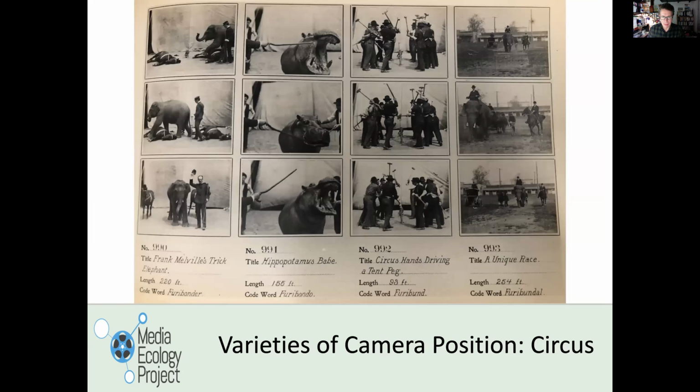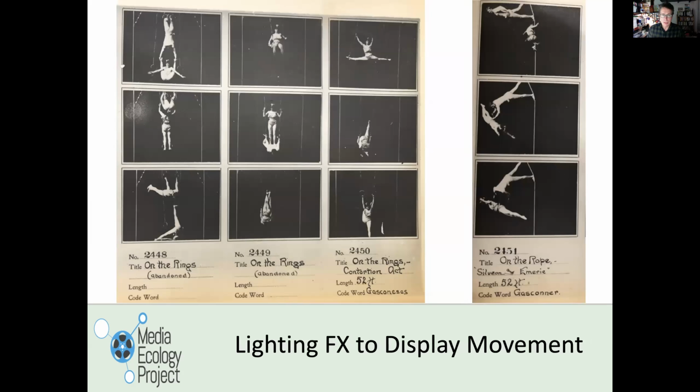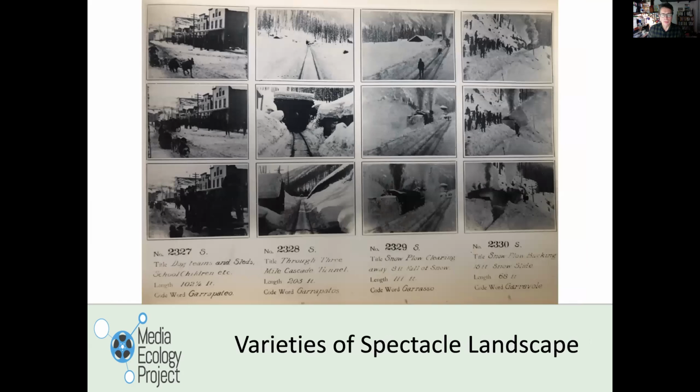I was taken by the various camera positions that use the same basic location and created extremely different sites of composition and axes of motion in the circus. Some really interesting lighting effects showing folks doing gymnast work on the rings and on ropes. And of course, a great variety of spectacular landscapes in various parts of the world. Really striking snow scenes.